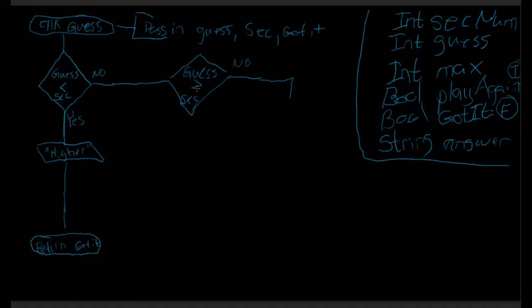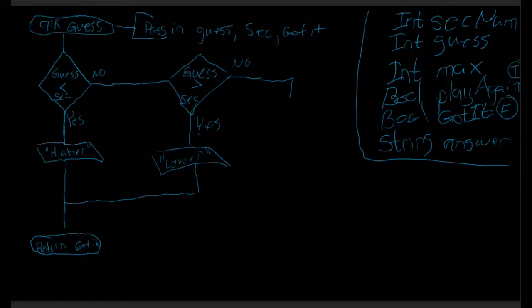So here we want to go ahead and say that if it's yes, we want to say that they're too high, right? So we want to say lower. So we output lower. And then we tie into there to return got it, right?